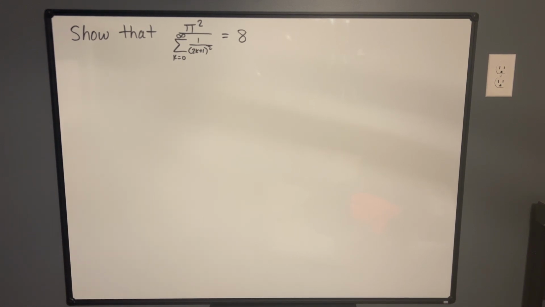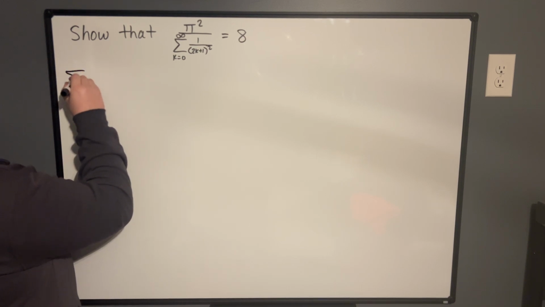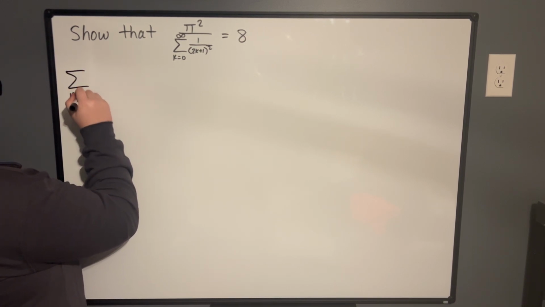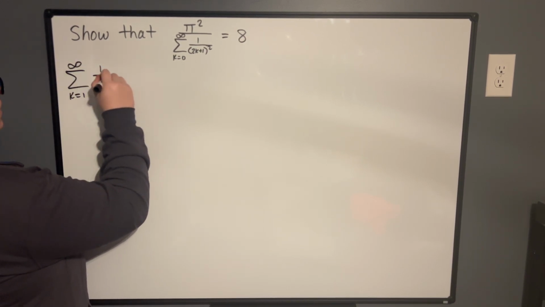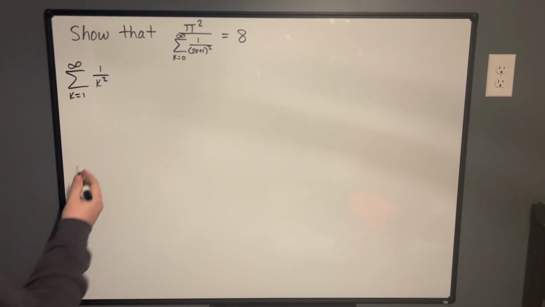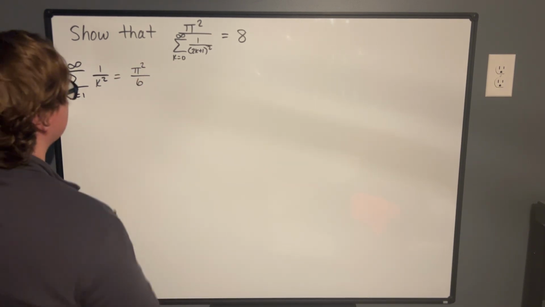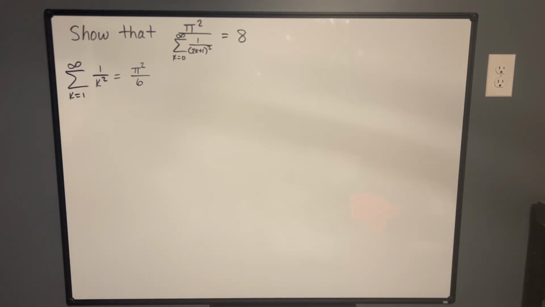So first, let's talk about the Basel problem. The Basel problem is about finding the sum from k equals 1 to infinity of 1 over k squared. We know that this converges because it is a p-series, so it's going to be a convergent p-series, but what is the actual numerical value? It turns out that the numerical value is pi squared over 6. So this was actually solved by Euler originally, and it's called the Basel problem.